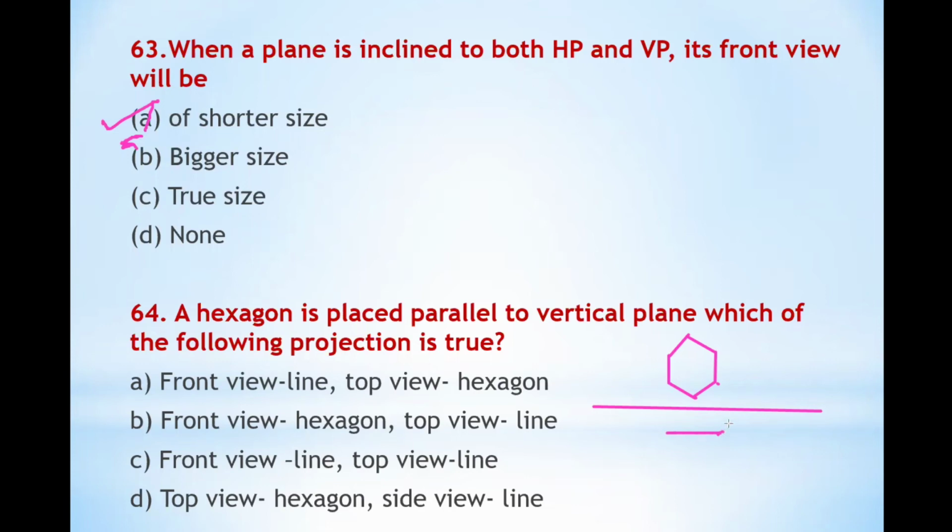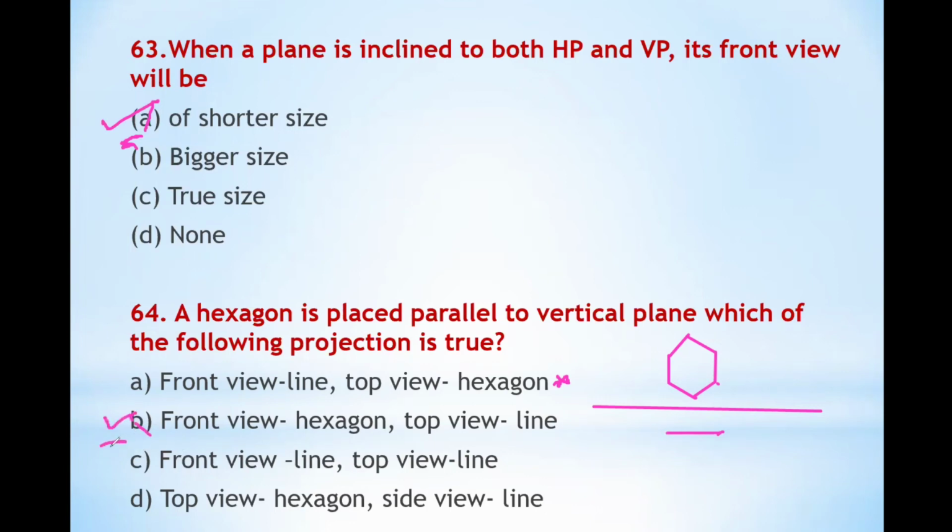Okay, so now we'll go to the options. We'll see one by one. So first one, front view as a line, top view as a hexagon. That's not correct. And then front view as a hexagon, top view as a line. Okay, you will see here. So front view is the hexagon, top view as a line. This B is the correct.